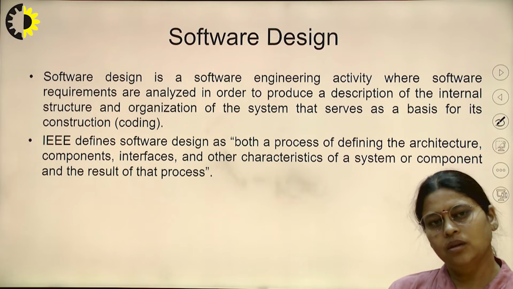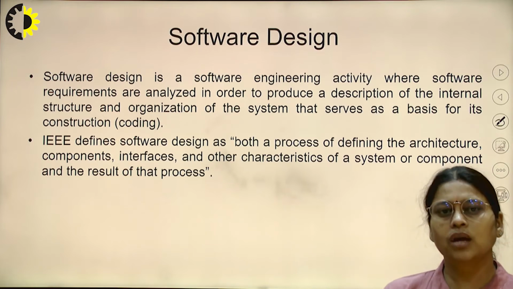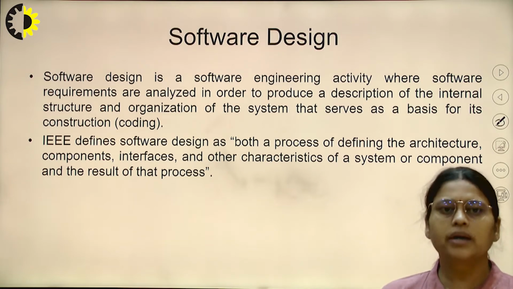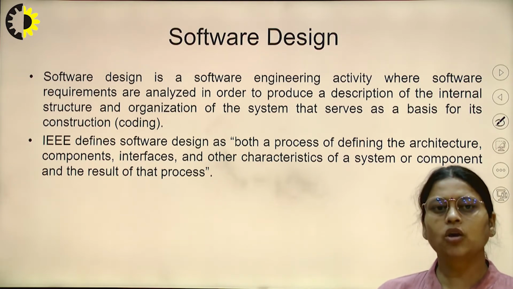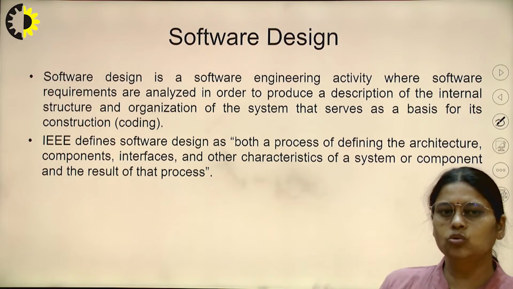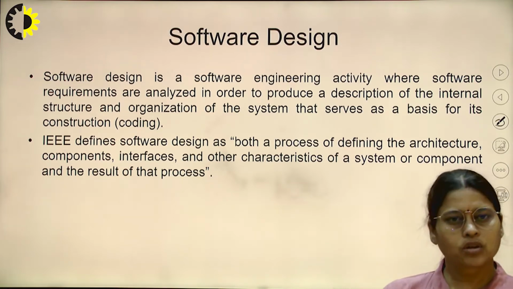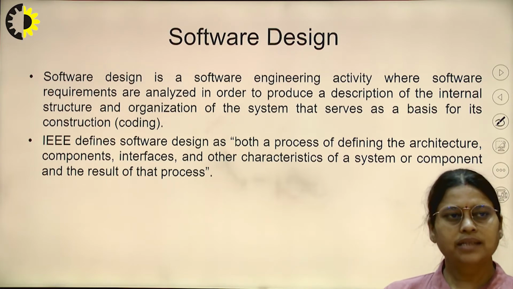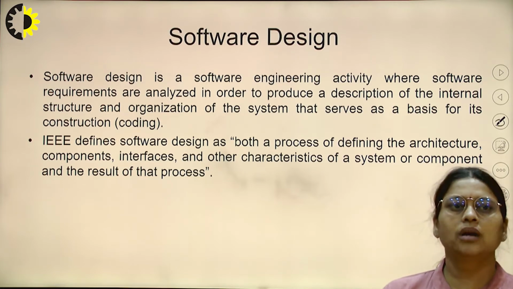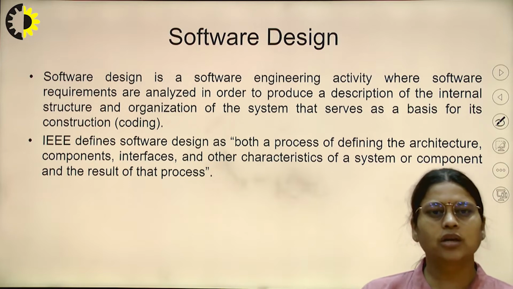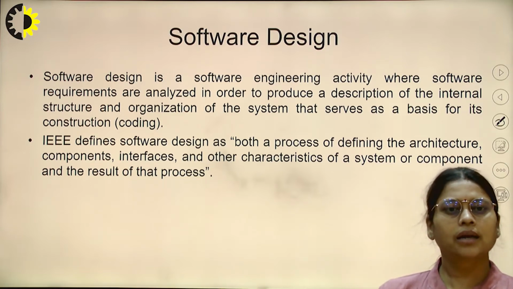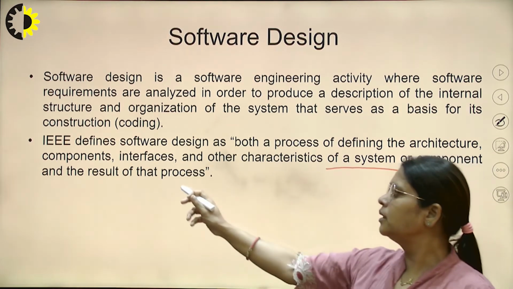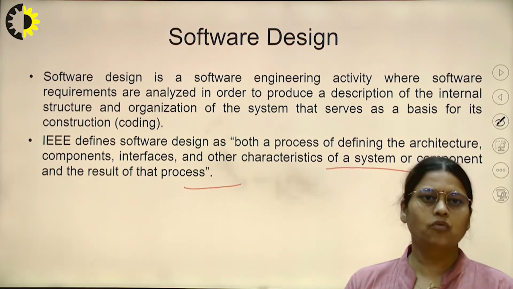Once the requirements which we have analyzed in the analysis phase are converted into the structured format of the software, we then use this structure of the software for the coding. As per the IEEE standard, software designing is defined as both a process of defining the architecture, components, interfaces and other characteristics of software components, and it finally produces some output in the form of a process.